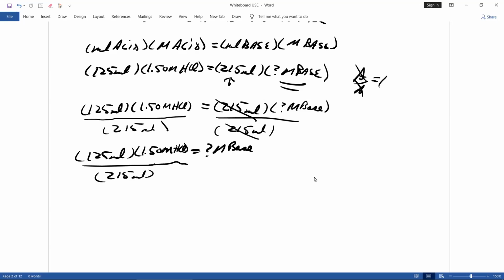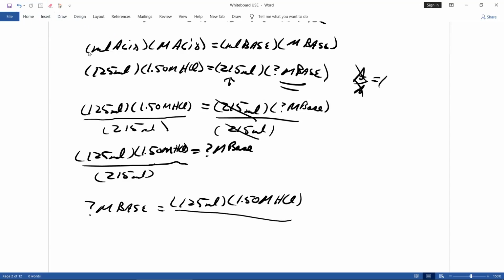And because I like to, you don't have to, but I do, I'm going to rewrite it because it looks nicer. And I like things to look nice. Now notice milliliters divided by milliliters, I'm left with a molarity, which I'm trying to get, a molarity. So I'm on the right track.